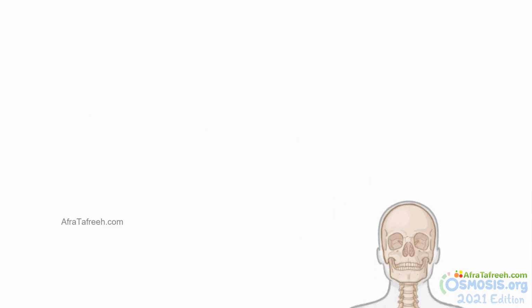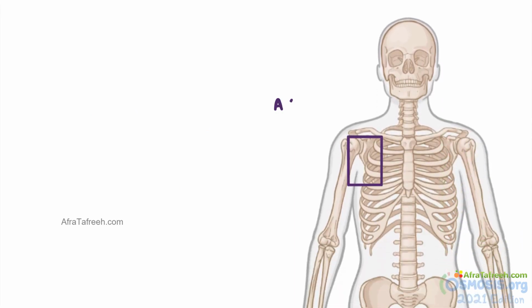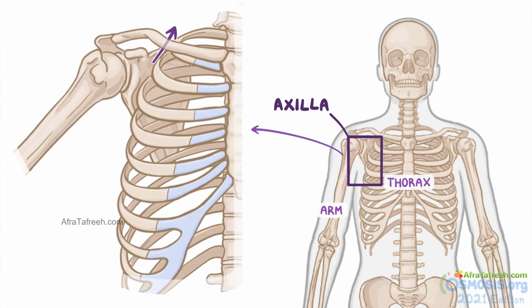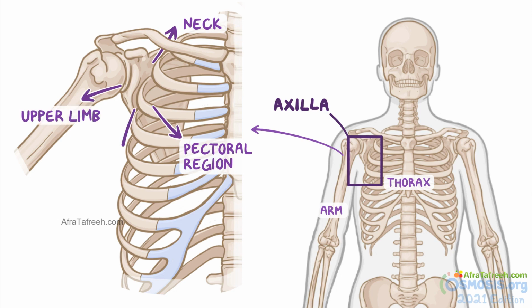Now let's start with the boundaries of the axilla. The axilla is located at the junction of the arm and thorax and connects superiorly to the neck, anteriorly to the pectoral region, inferolaterally to the upper limb, and inferomedially to the thoracic wall.